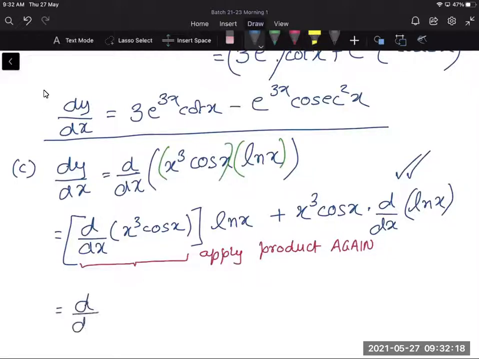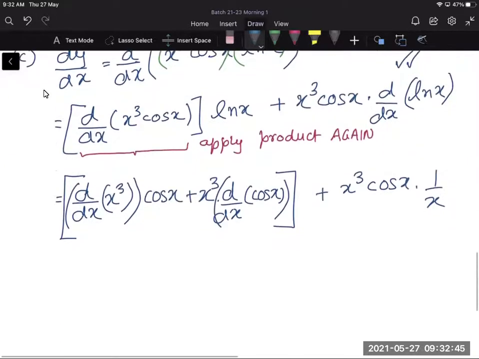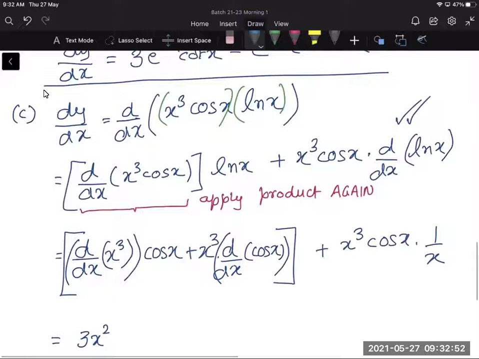So this would be dy dx of, so I'll put the square bracket in, plus x cube cosine x into 1 upon x. So dy dx of x cube into cosine x plus x cube into dy dx of cosine x. So this would be equal to 3x square. I missed one thing here: ln x.